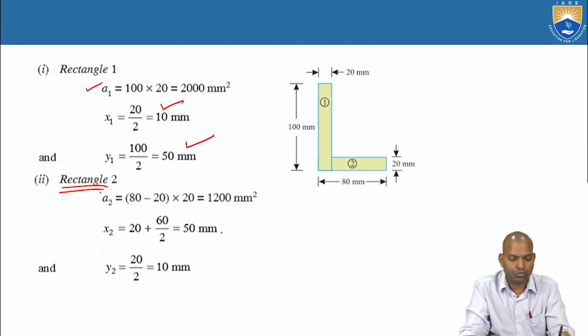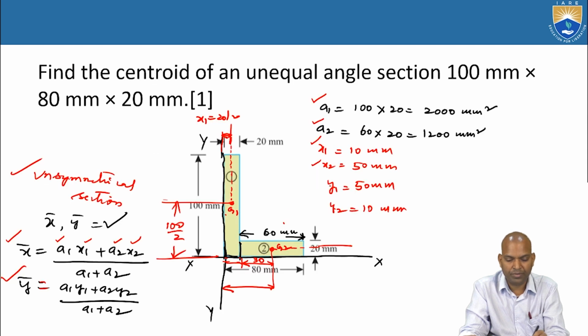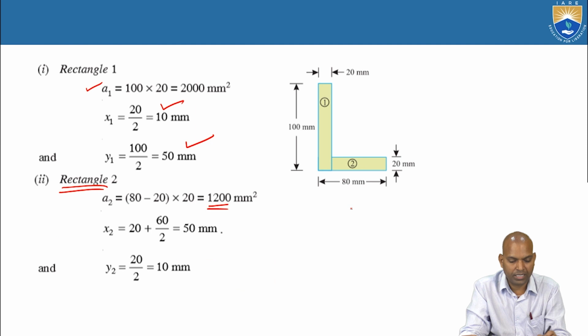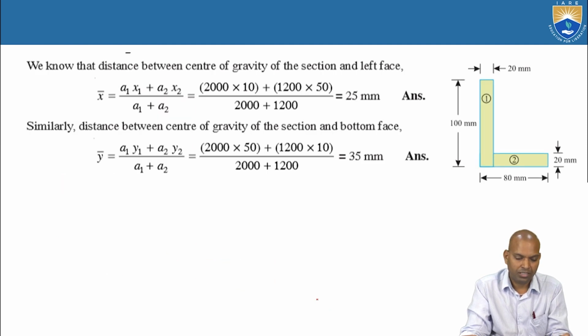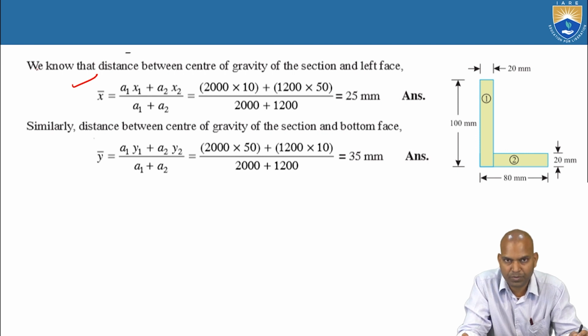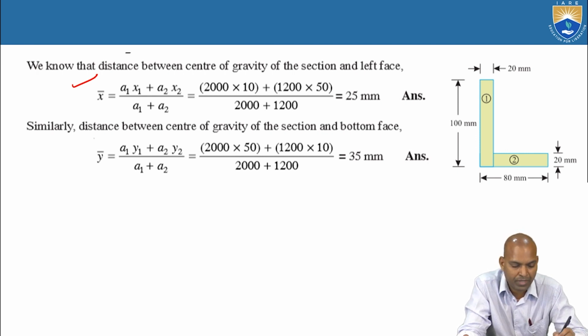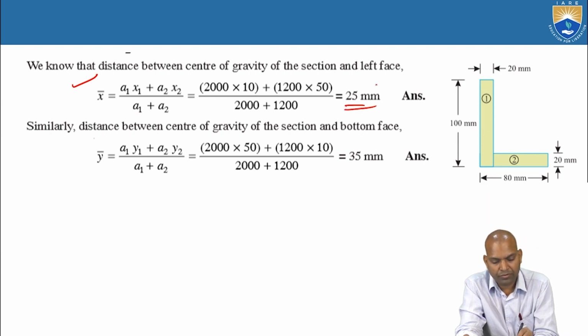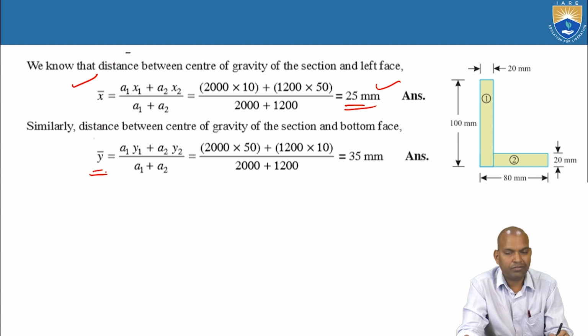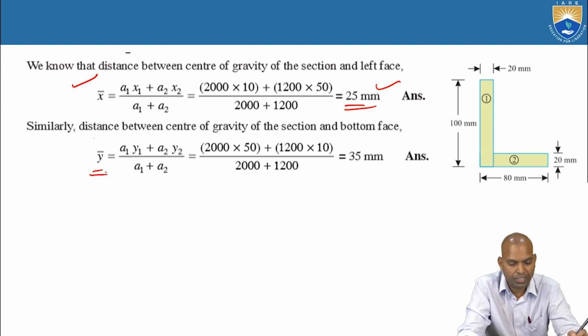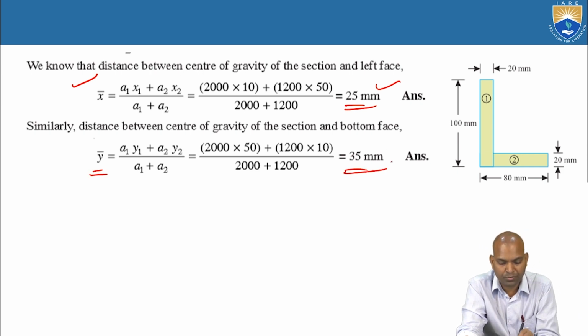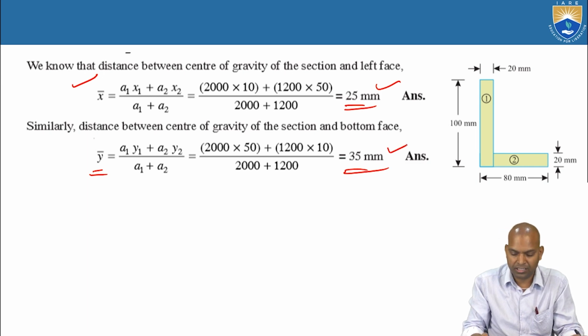Then rectangular 2. What is A2? 1200 square millimeters. What about x2, y2? x2 is 50 millimeters, y2 is 10 millimeters. Substitute here in the expression of bar x: the sum of A1 x1 and A2 x2, divided by the sum of areas A1 and A2. You'll get 25 millimeters. Whereas bar y is A1 y1 plus A2 y2 over A1 plus A2. Substitute, so simple and direct, you can understand very easily.